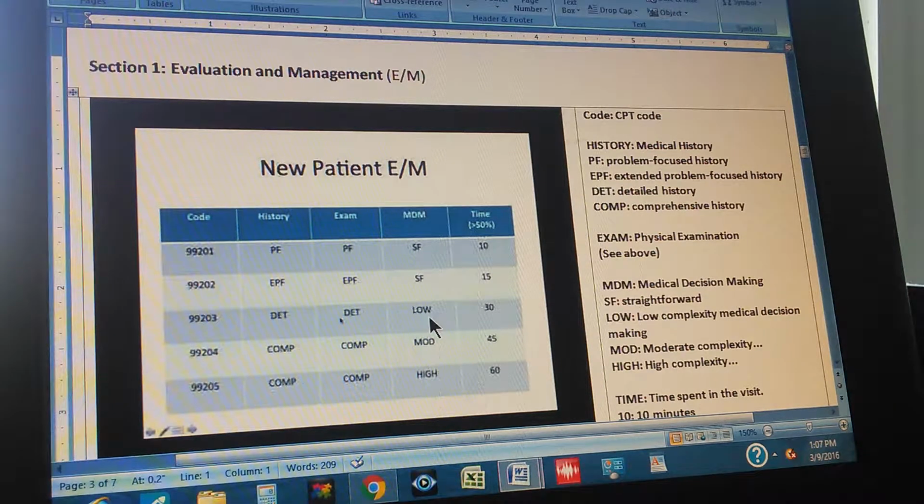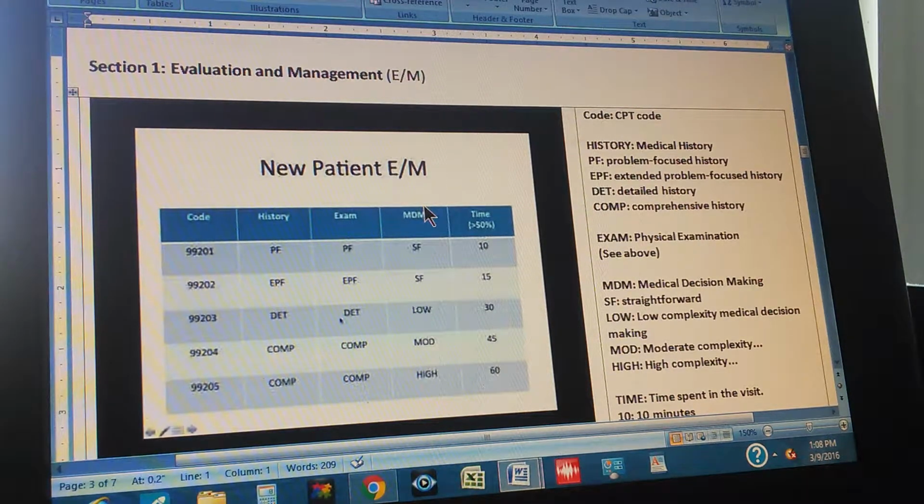And then we have low, which is low complexity medical decision making. And then we have mod for moderate complexity medical decision making. And high we have high complexity medical decision making, right? Now the last column is for the time, which is the time spent in the visit. The time that the patient is in the doctor's office, right? And if, for instance, it says 10 here, then that means 10 minutes, okay? Okay, so that's our theory for today. Now we're going to do the problem.